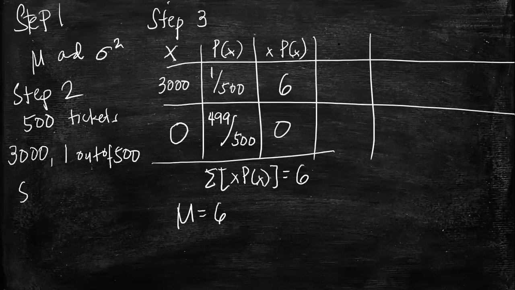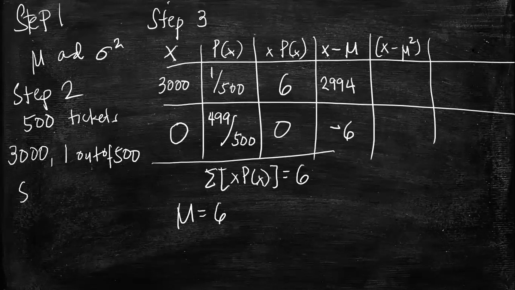Okay? Sige. Sige, hanapin muna natin yung variance. X minus mu, 3,000 minus 6, 2,994. 0 minus 6, negative 6. Square natin to. X minus mu squared. Sige lang. Okay. So, 2994 squared, that is 8,964,036. Tapos, 36. Okay.